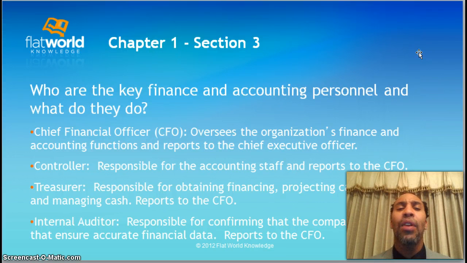So who are the key finance and accounting personnel, and what do they do? So the chief financial officer oversees the organization's finance and accounting functions and reports to the chief executive officer, right? So CFO reports up to the CEO. A controller is responsible for the accounting staff and reports to the CFO. The treasurer is responsible for obtaining financing, right? So you need financing for certain projects, projecting cash flow needs, how much money do we need, and managing cash, and reports to the CFO. And the internal auditor is responsible for confirming that the company has controls that ensure accurate financial data and reports to the CFO, right? So that's someone who dots a lot of T's and crosses a lot of I's, as they say, right?